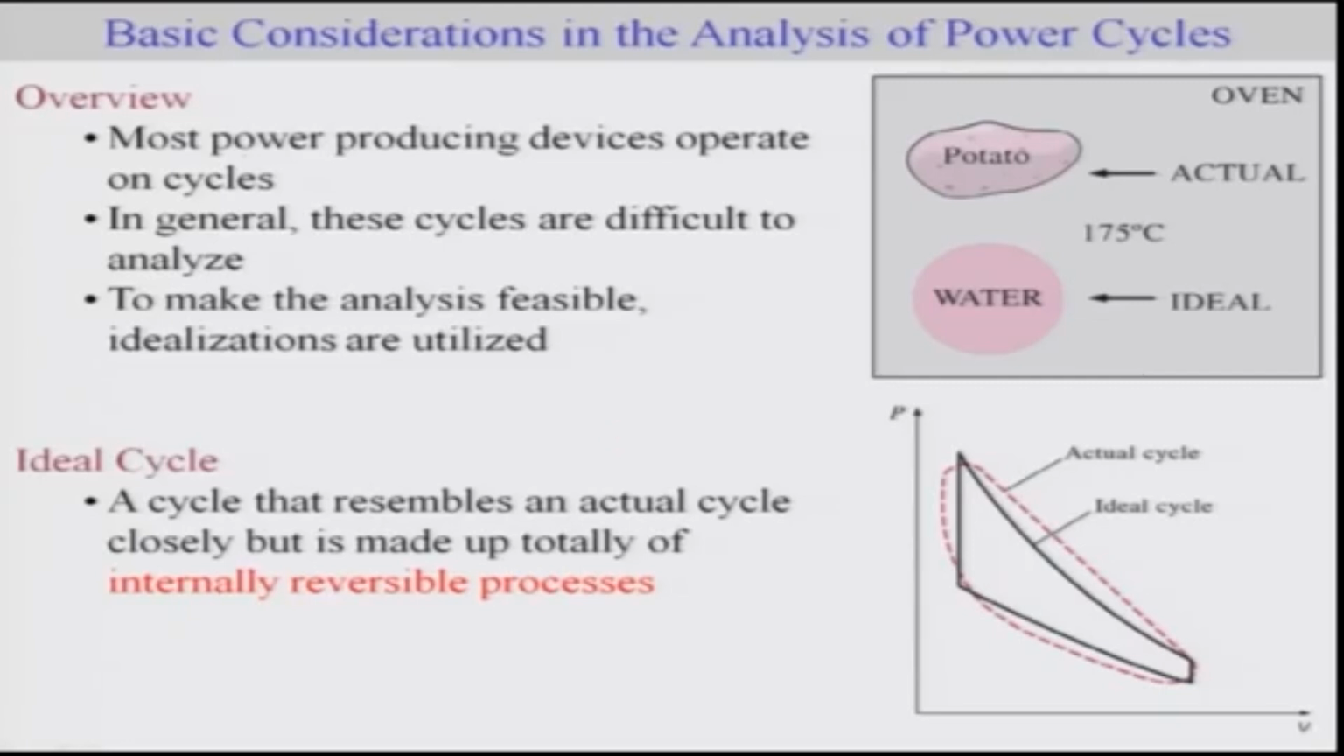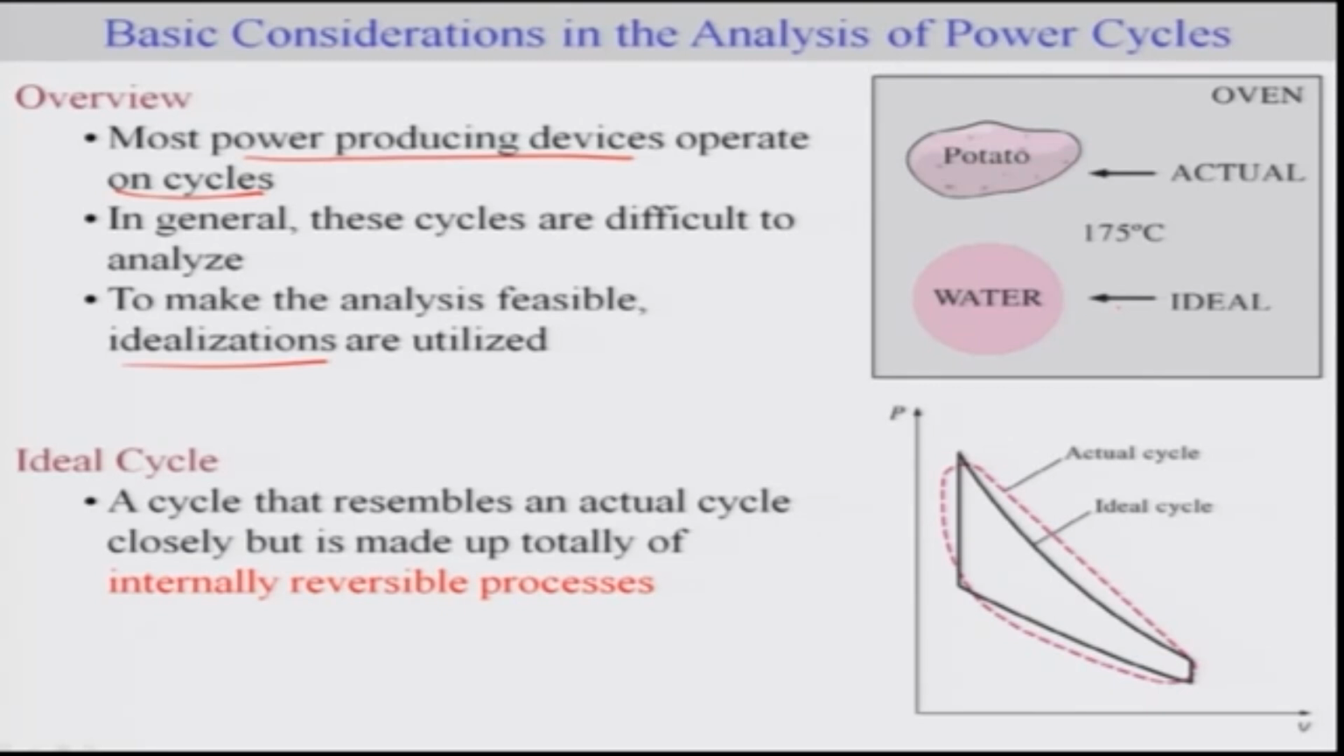So, most power producing devices will be operated on a cycle, and as I said, in order to make this analysis easy, we need to consider idealization. For example, one can consider, let us say, a potato in an oven, and represent it as a water body as an idealized model. And of course, the results need to be taken very carefully, and should not be extended to many different systems, because there are limitations as far as the modeling or idealization is concerned.